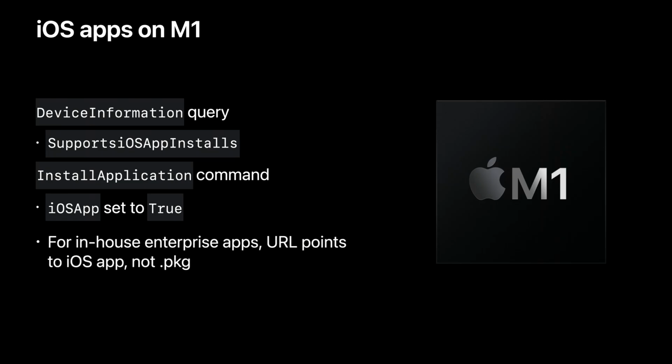Once you're ready to install an App Store app or your own in-house enterprise app, you'll need to include a new flag in the install application command to indicate that it's an iPhone or iPad app. And in the case of in-house enterprise apps, ensure that the URL in the manifest points directly to an IPA file and not a PKG. We now support the ability to manage iOS-style provisioning profiles. This feature allows for independent management of in-house enterprise apps and provisioning profiles.